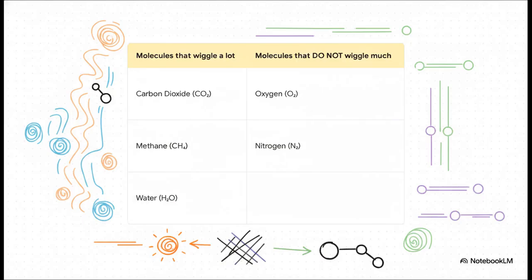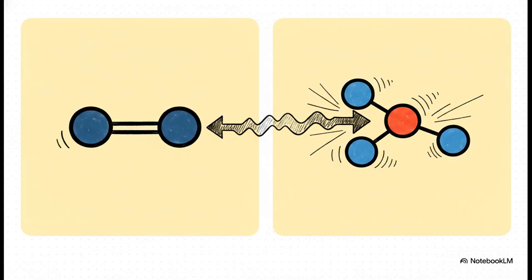And boom, here's the answer. This chart splits our cast of characters right down the middle. In one column, we've got our wigglers, like carbon dioxide and methane. And in the other column, we've got oxygen and nitrogen, the ones that just don't wiggle much at all. So why? What's the difference? It all comes down to how they're built.